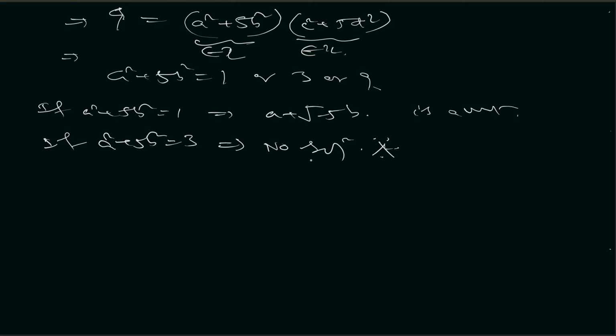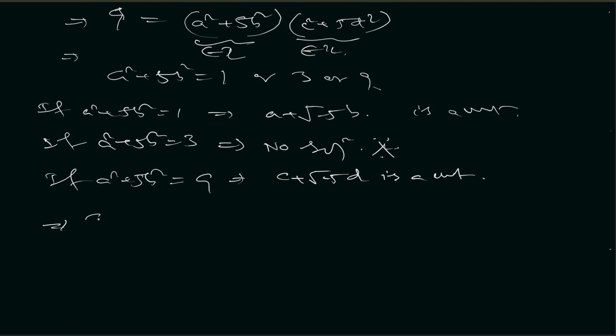So we cannot have any choice here. And if a square plus 5b square equals 9, this implies that c plus square root of -5 times d is a unit. So this implies that 3 is an irreducible element. Okay, now what about prime?